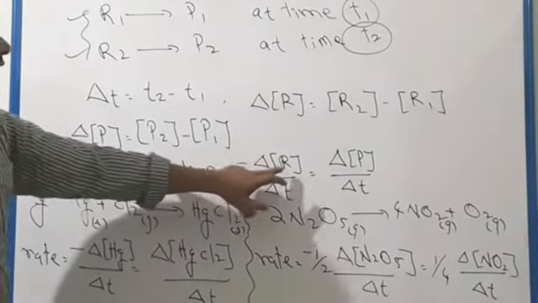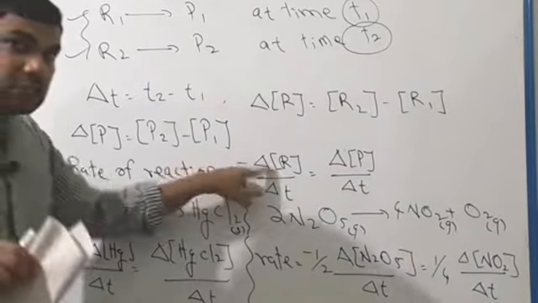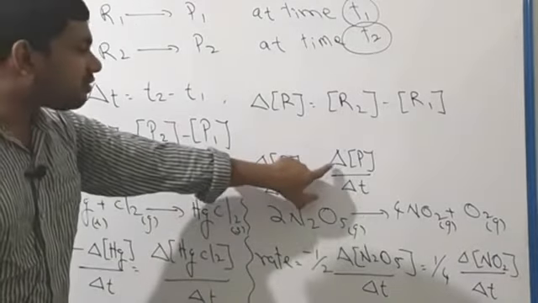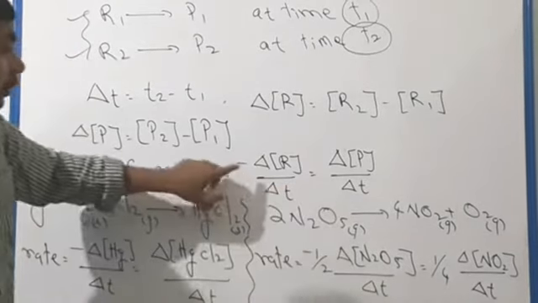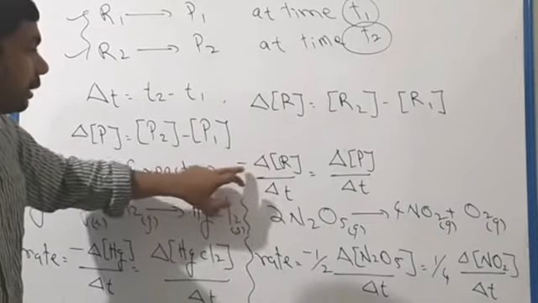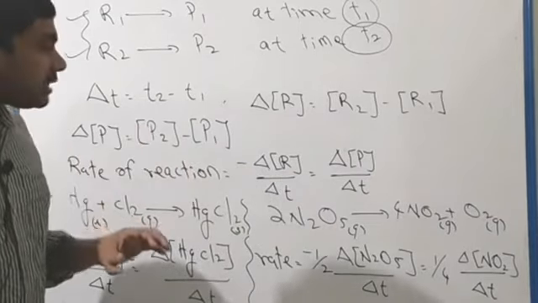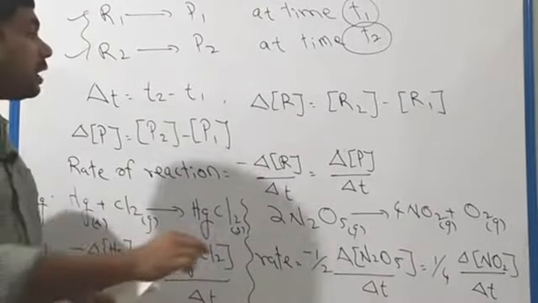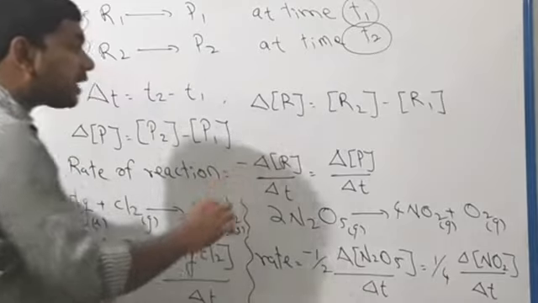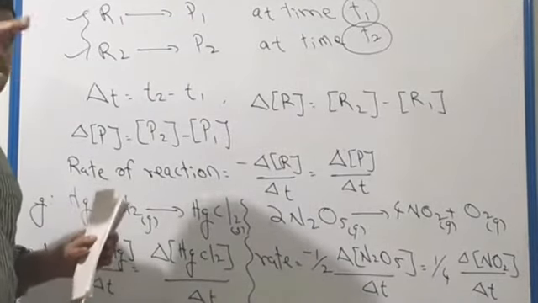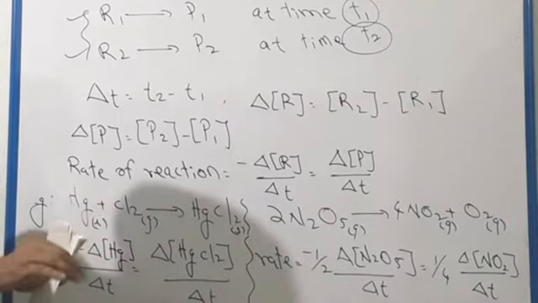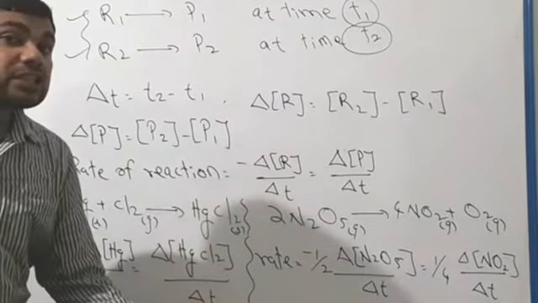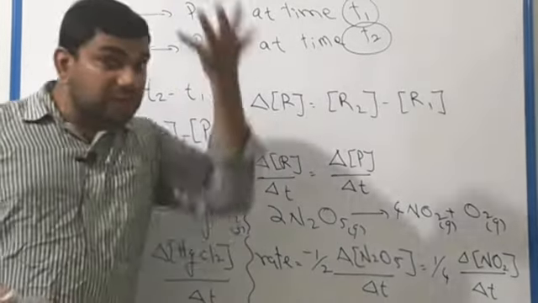Here delta R means change in concentration of reactant divided by change in time. Similarly here, change in concentration of product divided by change in time. Look here, when you use concentration of reactant, there will be a negative sign. This negative sign indicates the amount of reactant is decreasing with the time. But here no negative sign, there will be a positive sign because the amount of product is increasing with the time.